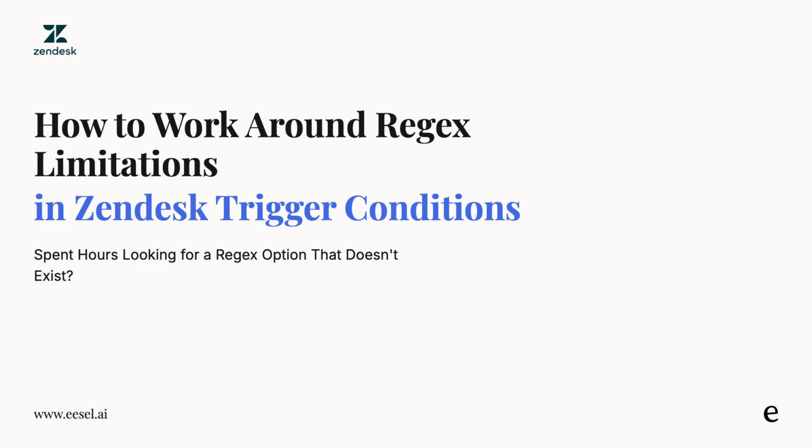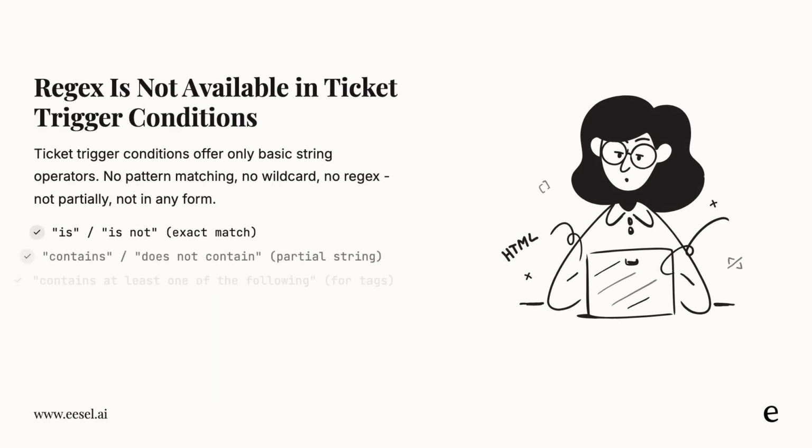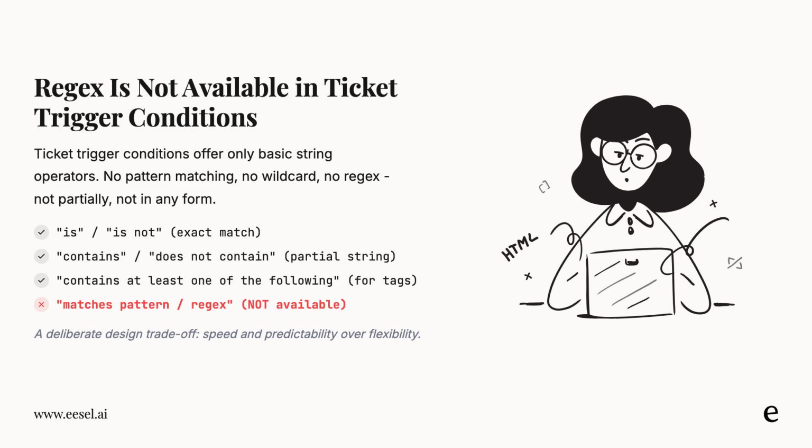what to do instead. Ticket trigger conditions give you 4 basic operators: exact match, partial string match, tag list matching, and their negations. That's it. There is no pattern matching, no wildcard, no regex. Zendesk made a deliberate choice to keep triggers fast and predictable, which means less flexibility for complex routing rules.